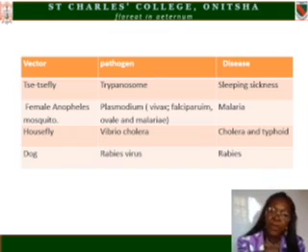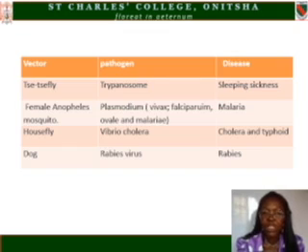Now we have the female Anopheles mosquito. The female Anopheles mosquito carries the pathogen Plasmodium. This Plasmodium, we have about 4 different kinds of Plasmodium. It can be Plasmodium vivax, Plasmodium falciparum, Plasmodium ovale, or Plasmodium malariae. Then the disease they cause is malaria.